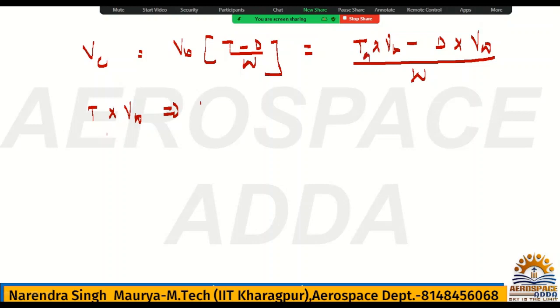Obviously thrust is the available thing; thrust is what is available in the engine. What engine are you using? A jet engine. It means that thrust is what is available for that particular engine. Yes or no? So this is the thrust TA, or if you are not writing it also, T means thrust or thrust available; the meaning is the same. So thrust available into velocity is nothing but power available.